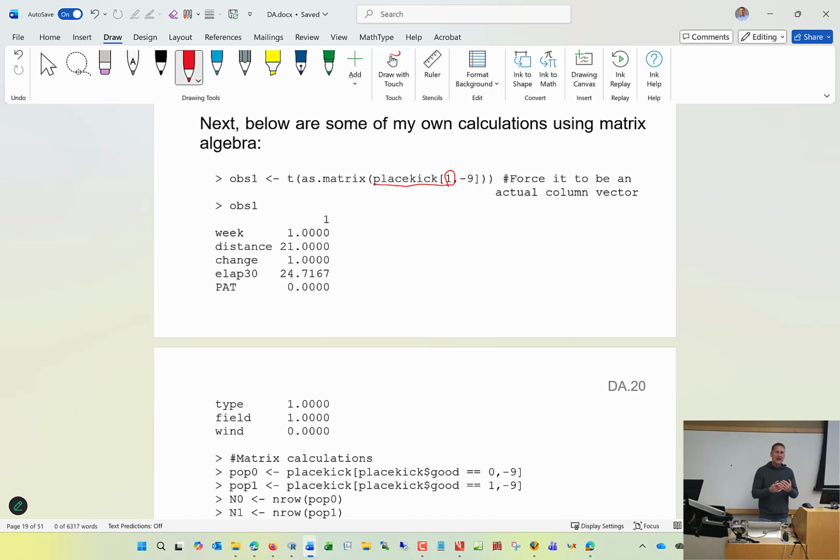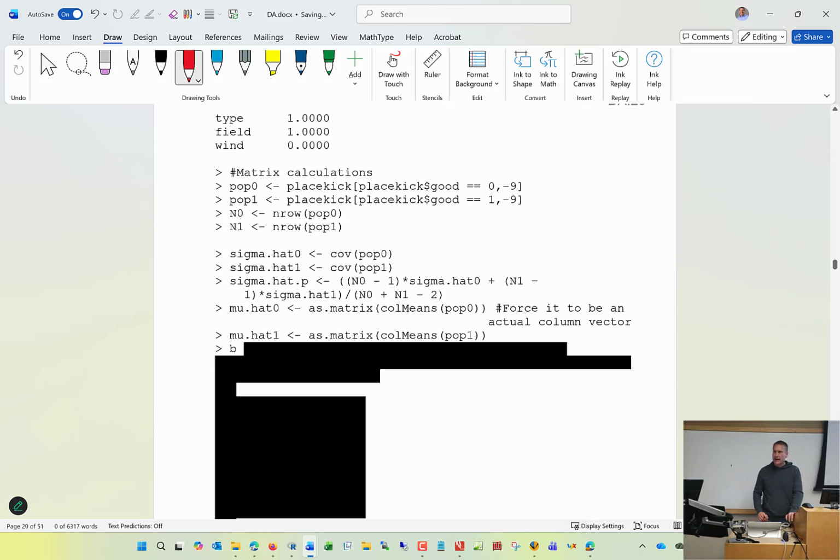And in order to get the data into its correct form, I needed to tell R, hey, treat this as a matrix. So I use the as.matrix function. Also, R, I want you to transpose it so that it is a column vector. And so that's why I use the T there. And there's observation number 1. Next, I need to actually extract those observations that were coming from population 1.